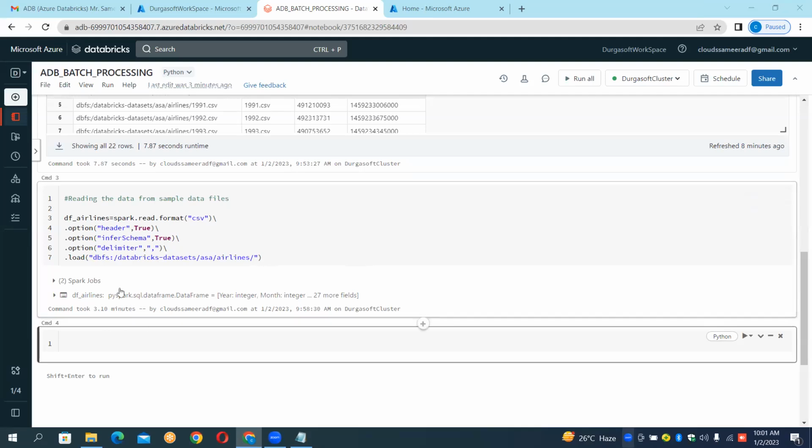So how much time did it take? Can you see here? 3.10. Yes, 3 minutes 10 seconds. Can you see?